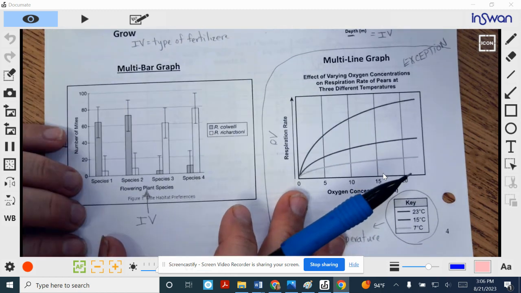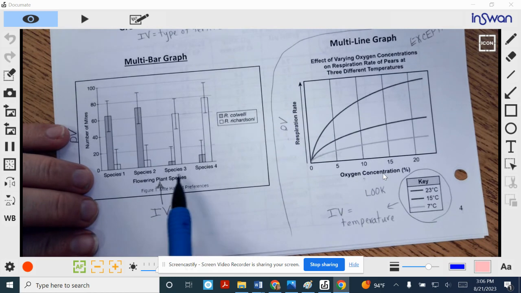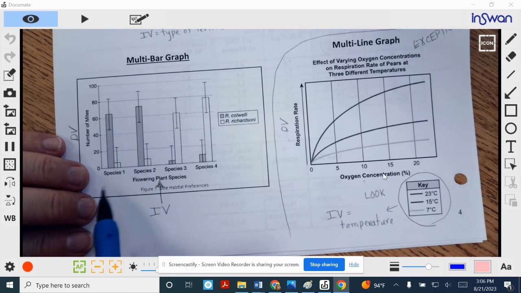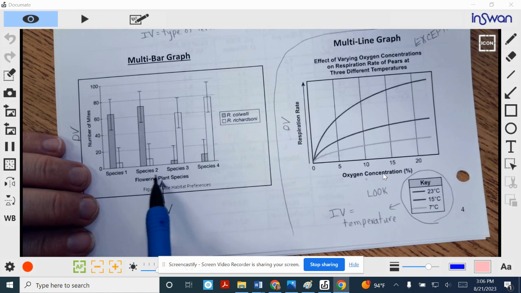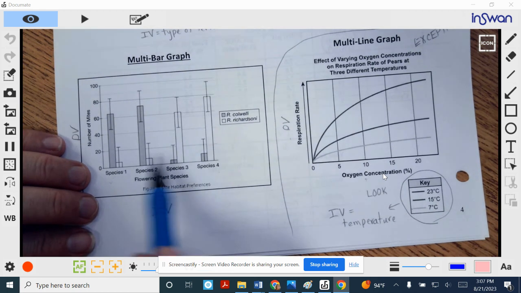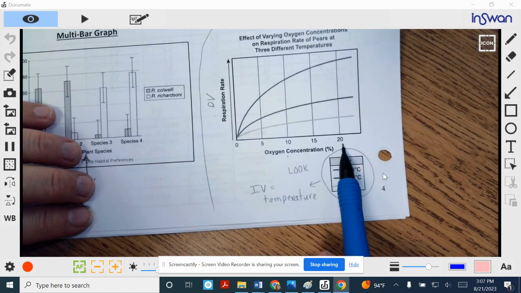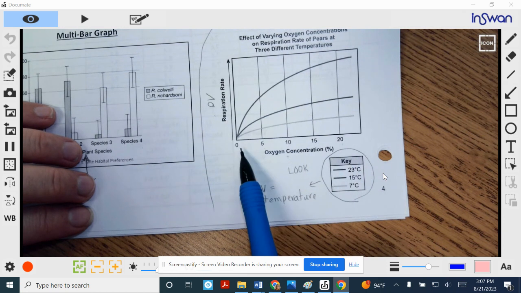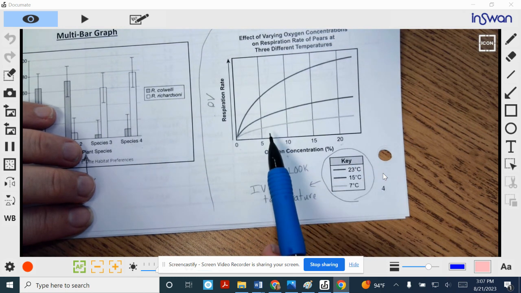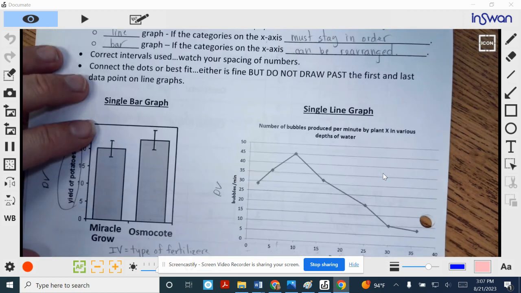All right, if you go down here, I could have named these different plant species and put them in any order. Let's say this was a petunia and this was a tulip. Did I have to list the petunias first? No, this species could have been the tulip and then the petunias and then the daffodils. So if you can put these categories in any order and still make sense and draw conclusions, bar, not a line. Would it make any sense if I went 0, 10, 5, 15, 20 as my percents of oxygen? No. These must go in order, so I'm going to make a line graph.